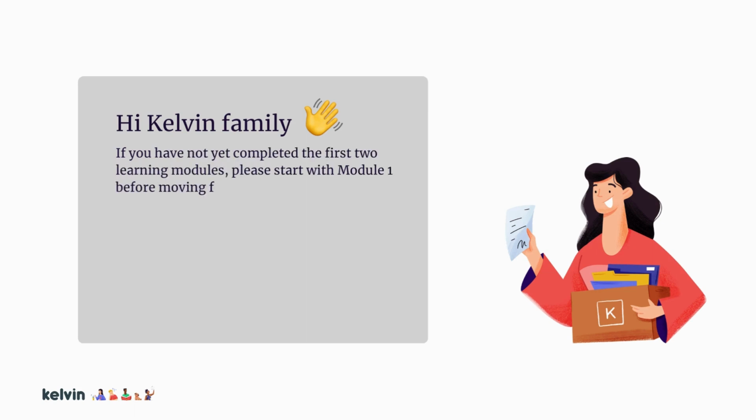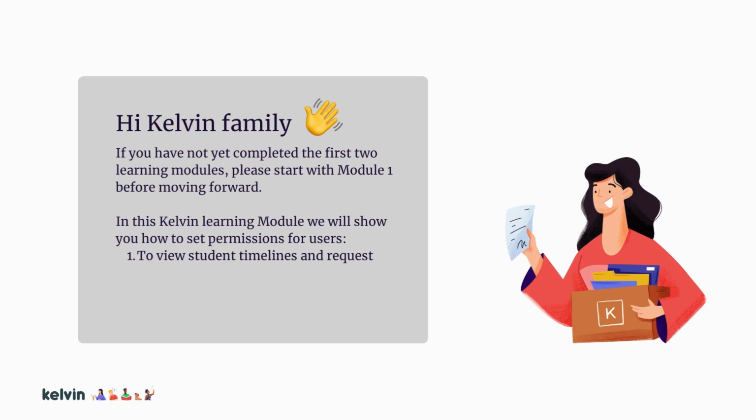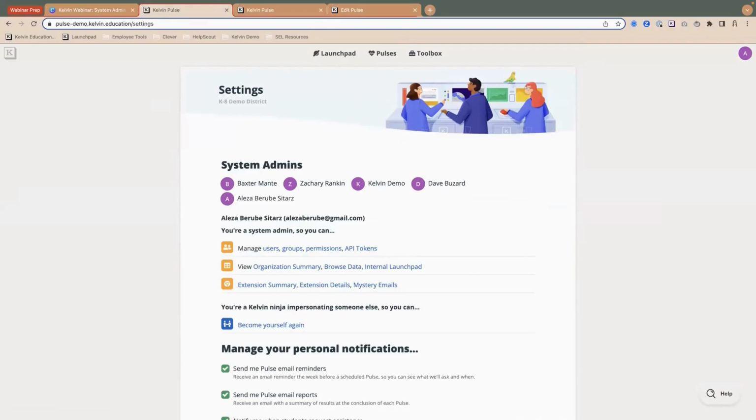Welcome to Learning Module 3. In this module, we'll show you how to set permissions for users to view student timelines and requests, to create pulse surveys, and to have limited access if needed. Now that we've covered that, I want to take you through some of the permission settings.